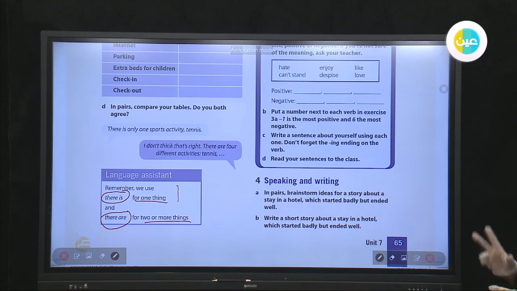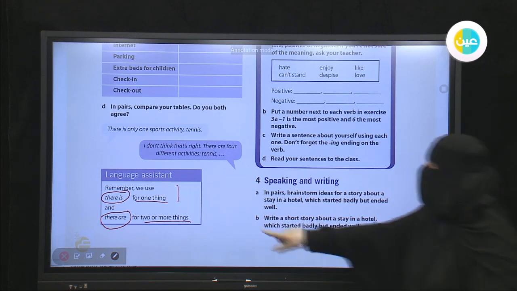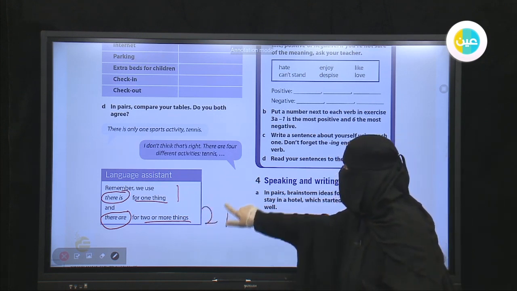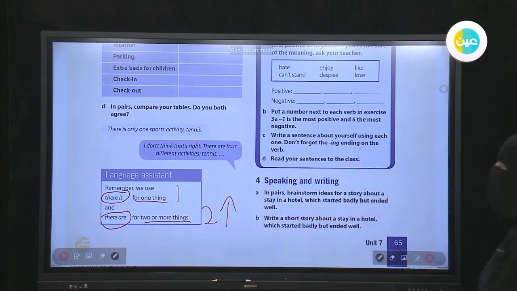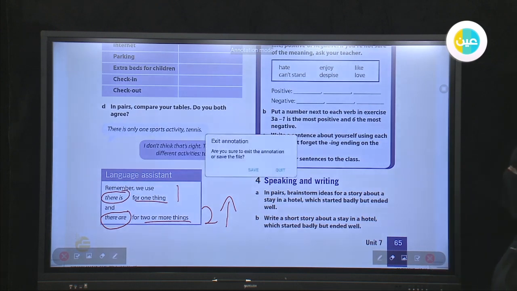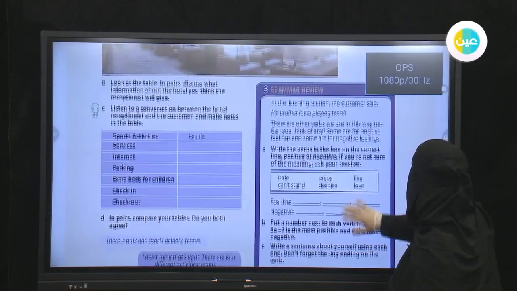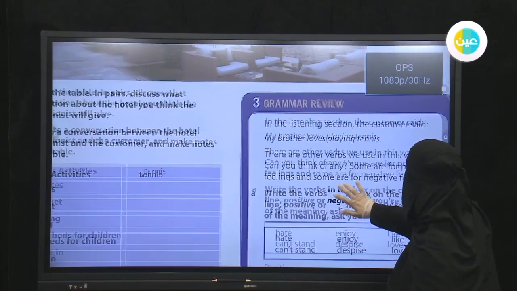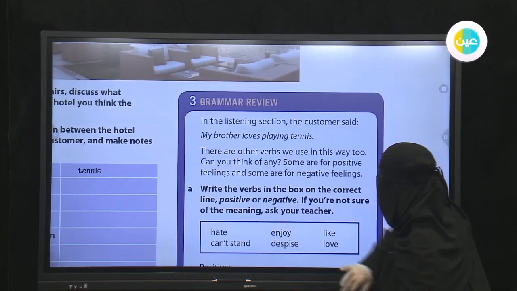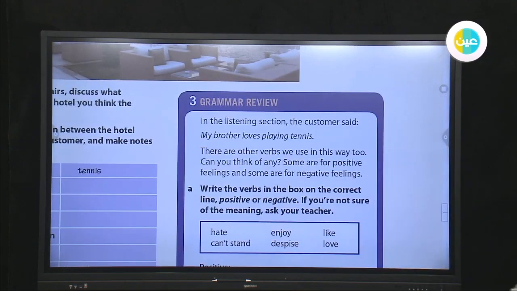There are 2 swimming pools in the hotel. There is 1 swimming pool in the hotel. Okay? When we refer to 2 and more, we say there are. And when we refer to one thing, we say there is. Okay? It's an old information. All of you know it. Okay? Now go to 3, grammar review.